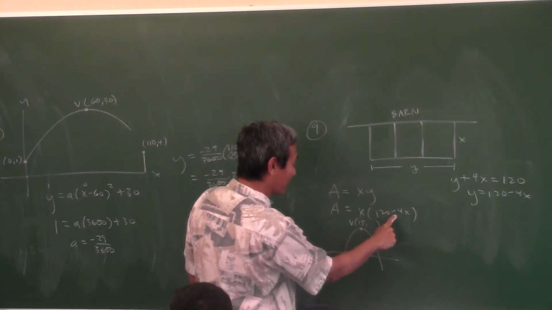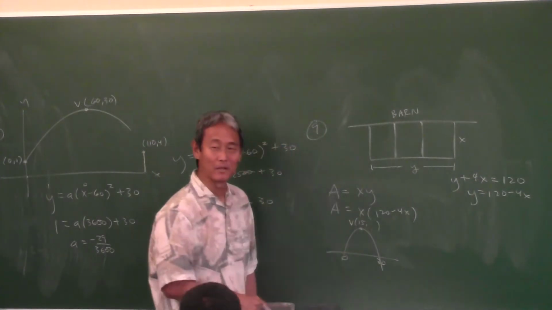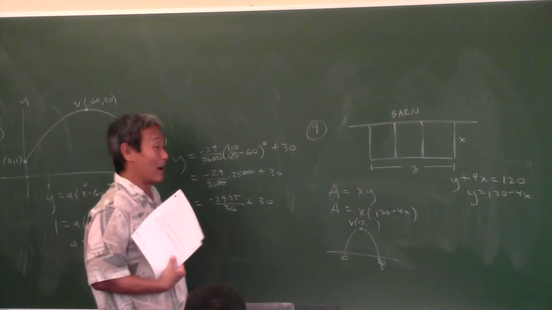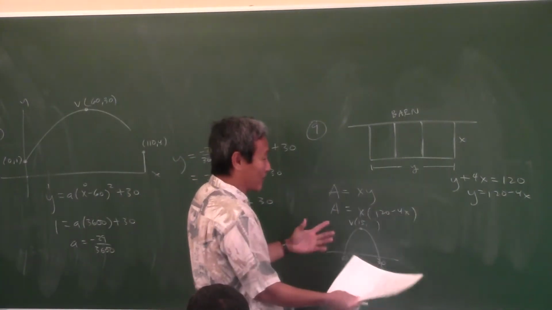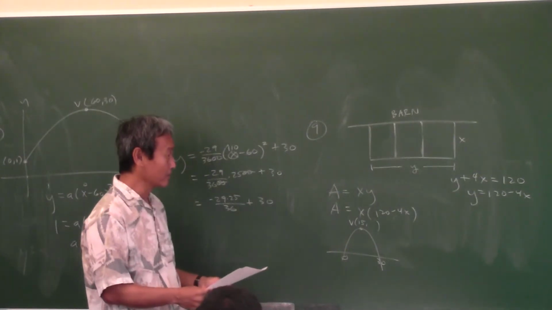Are you kidding me? 30. So how do I know the vertex is halfway in between? Exactly, because you have symmetry. It doesn't matter how you do it. If you want to multiply it all out and go negative b over 2a, you get 15. So does that answer the question?